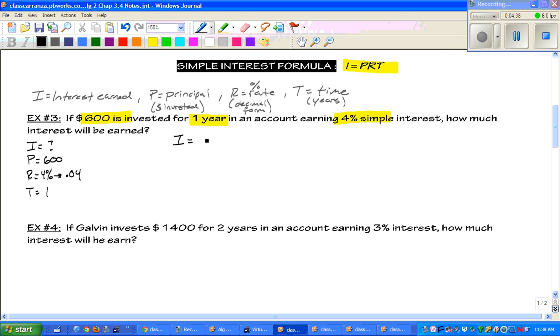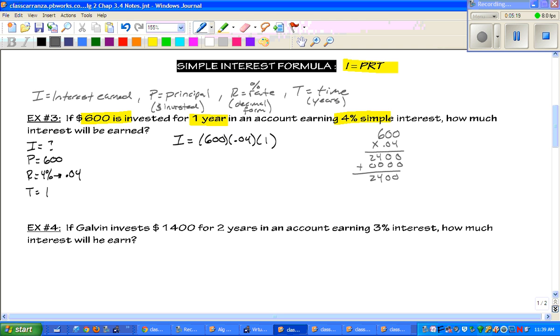So when we set this up, it's going to be 600 times 0.04 times 1. And you can multiply in any order. 1 times anything is whatever that number is, so we really don't need to worry about that 1. But off to the side, we do need to do 600 times 0.04. 4 times 0, 0. 4 times 0, 0. 4 times 6 is 24. Multiply the 0, you get 0, 0, 0. Add everything up.